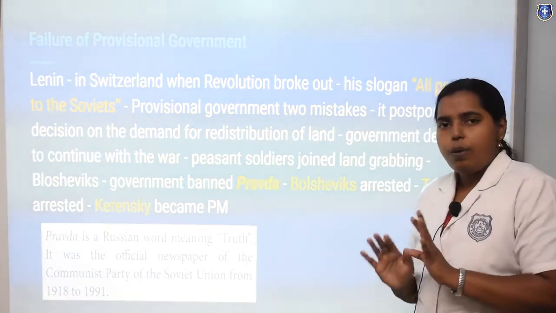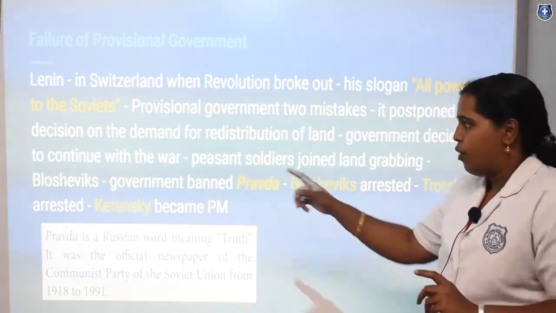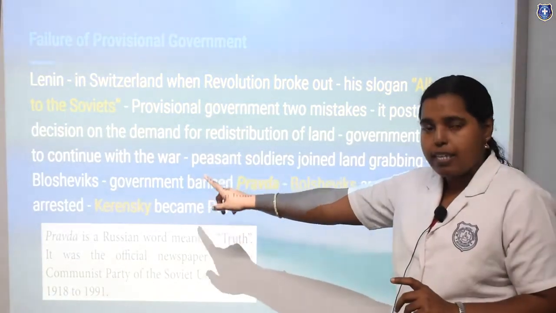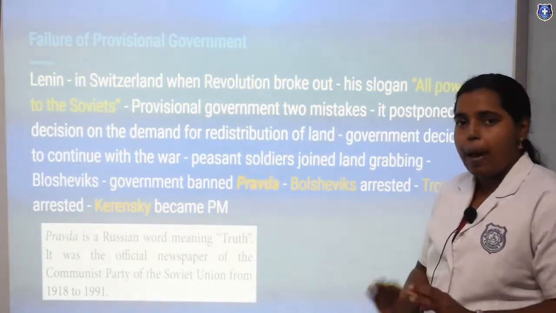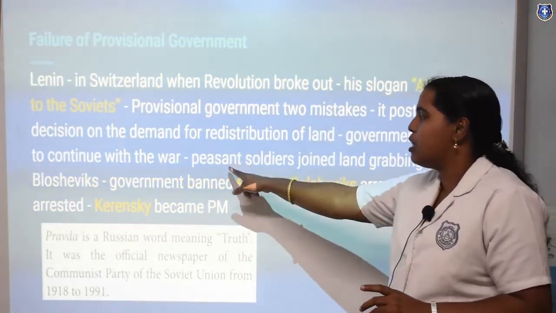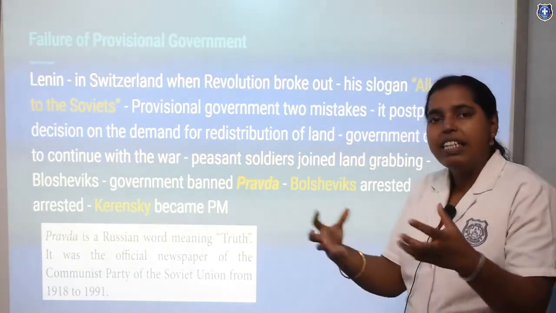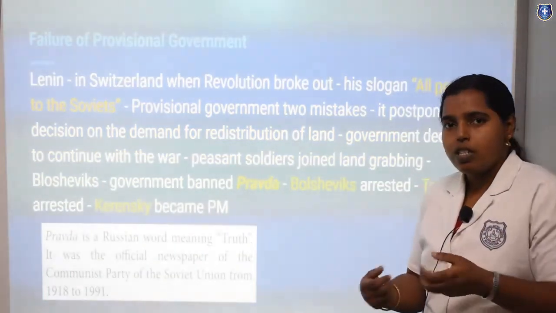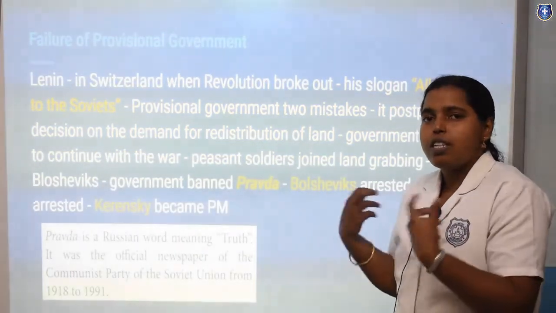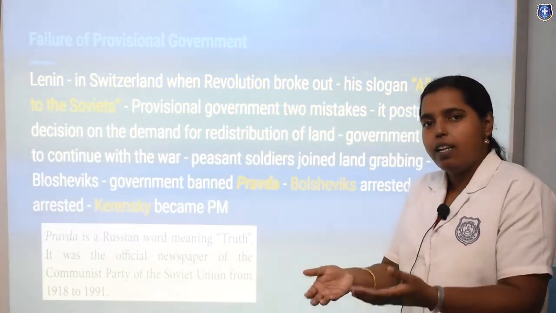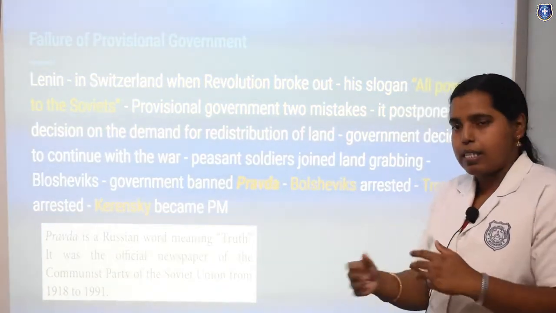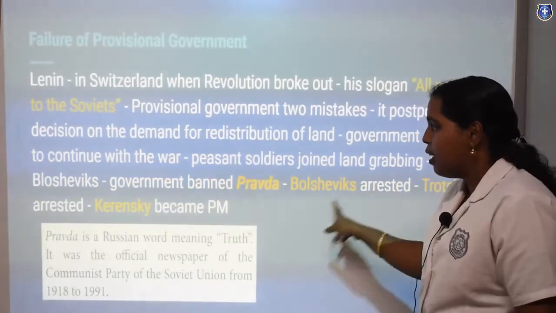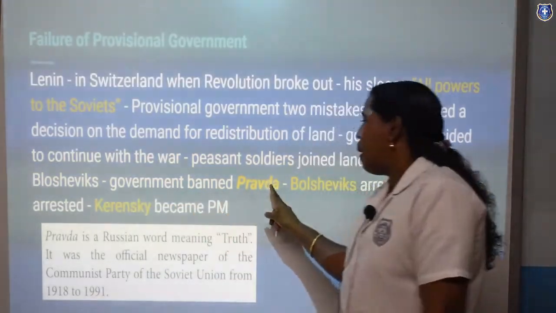What they were doing is they were waiting calmly for the government to take some steps, but nothing was happening there. So finally, peasant soldiers started to grab land from the owners, like the feudal lords. They started grabbing without legal process. So like that they started grabbing it.